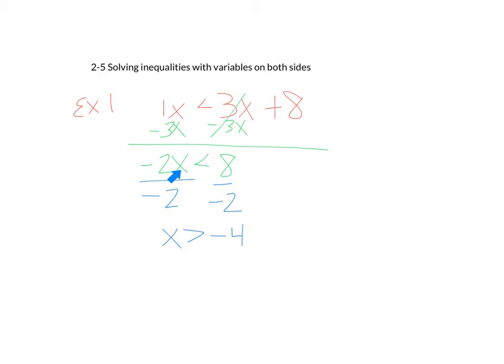To get x by itself now, since this is multiplication, we're going to divide by negative 2 on both sides. Since we divided by negative 2 on both sides, or because this is a negative coefficient, we had to flip. And so we keep our x on the left side, and on the right, 8 divided by negative 2 is negative 4. So x is greater than negative 4.